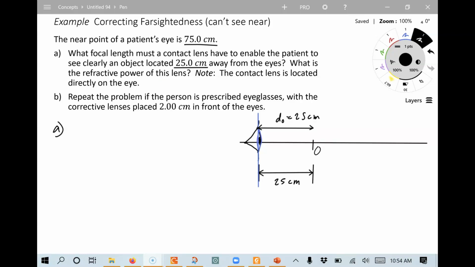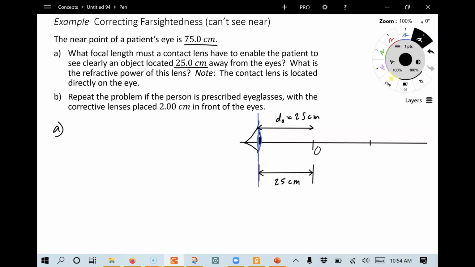Now, as we saw before, the way that this corrective lens corrects the problem of farsightedness is by making the virtual image appear at the location of the patient's near point. So the 25 centimeters, 50, so about at the end of the line here, right? This is going to be the near point. And that's going to be equal to where the image is going to be placed, okay? So the image goes where the near point is.